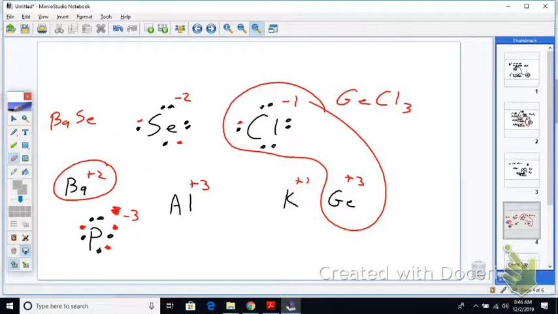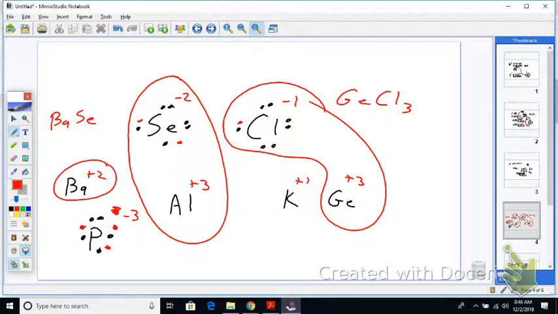Let's do the last one, selenium and aluminum. These 2 right here. They both go to 6. So it's 3 seleniums for every 2 aluminums. You got to match the charges. So the only way they match is if you get them to 6.